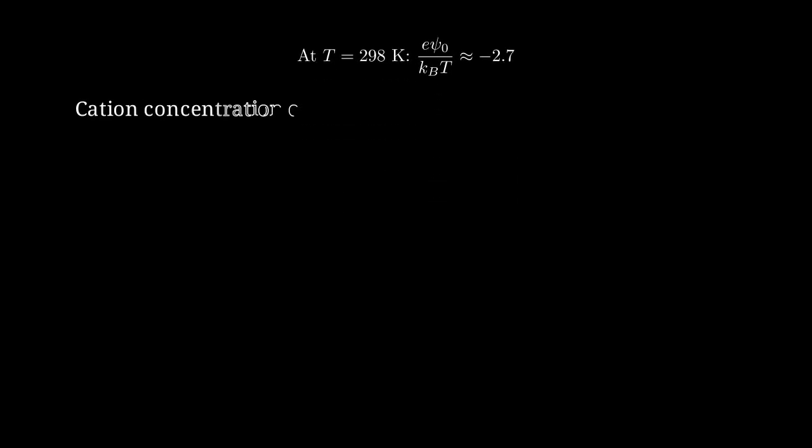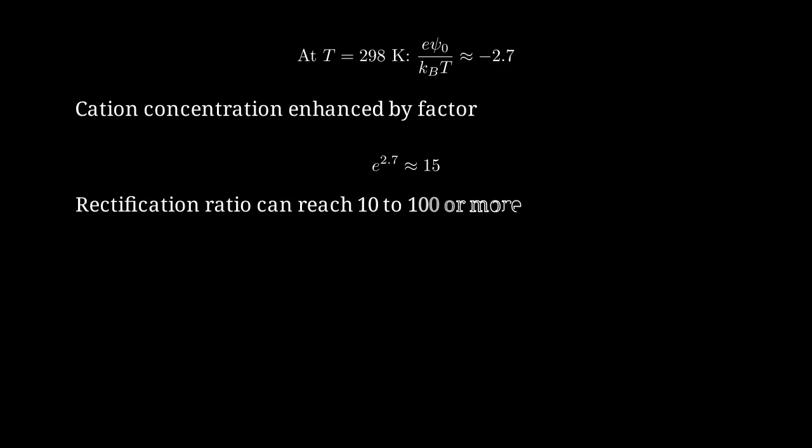This means cation concentration near the surface is enhanced by an exponential factor. The factor is e to the 2.7, which equals approximately 15. This leads to rectification ratios that can easily reach 10 to 100 or even higher in optimized systems.